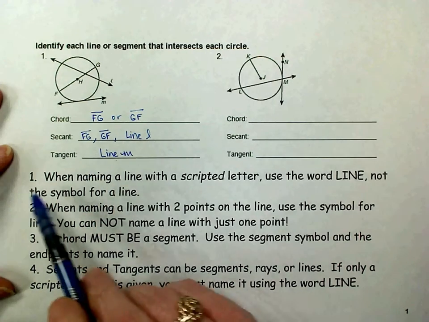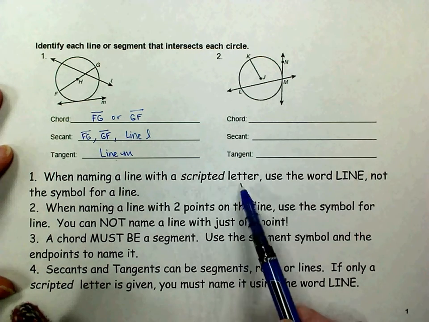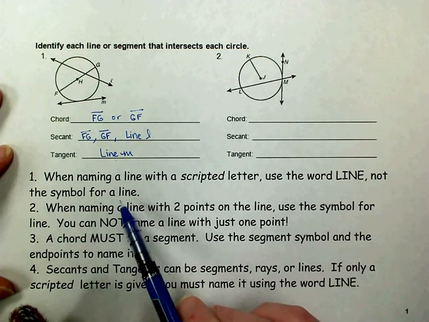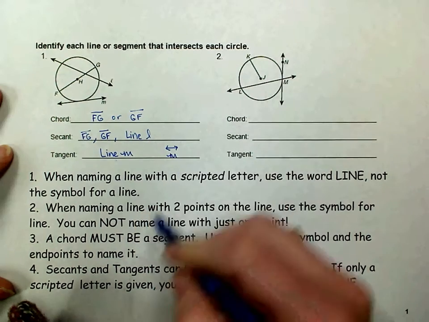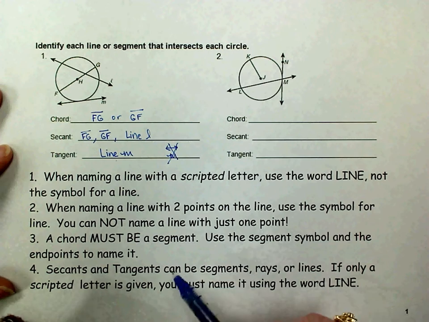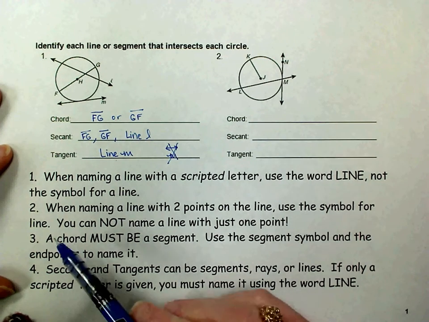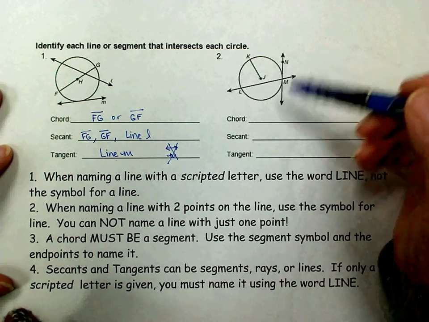So that's the first note I have down here at the bottom, that when naming a line with a scripted letter, you have to use the word line, not a symbol for line. So you can't say line M with a symbol. That would be incorrect. You have to use the word line. When naming a line with 2 points on the line, you can use the symbol for a line, but you can't name a line with just 1 point. So we'll look at that over here.